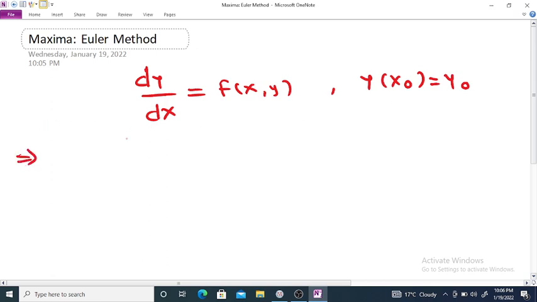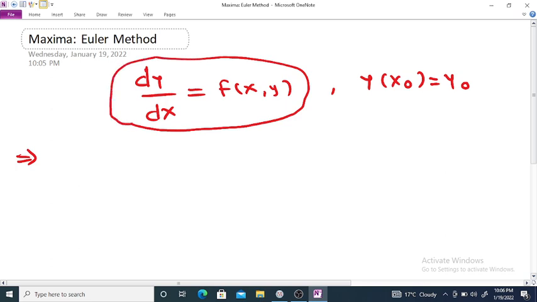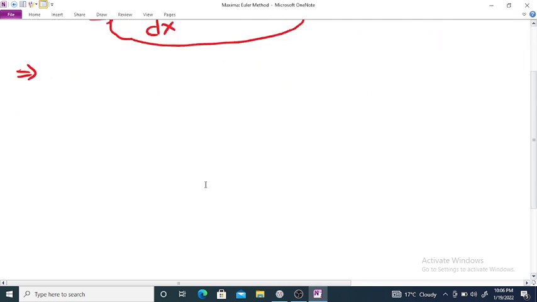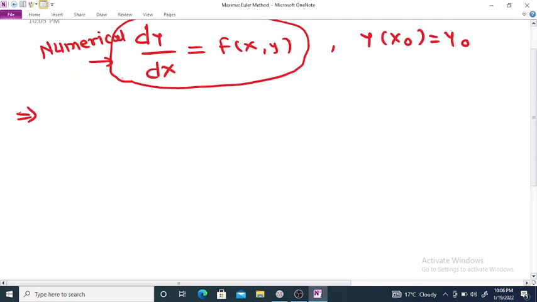Now we know that we cannot solve every differential equation analytically, so here we are going to apply numerical techniques to obtain the approximate solution of the given differential equation using Euler method. So first we are going to develop the formula for Euler method.